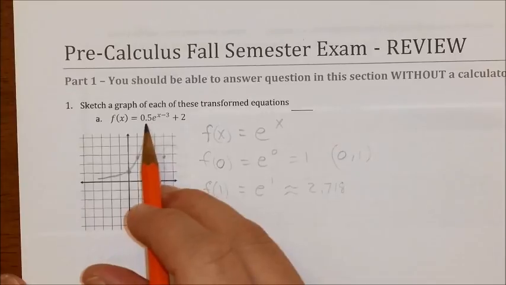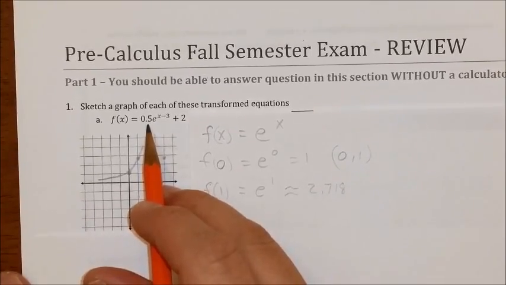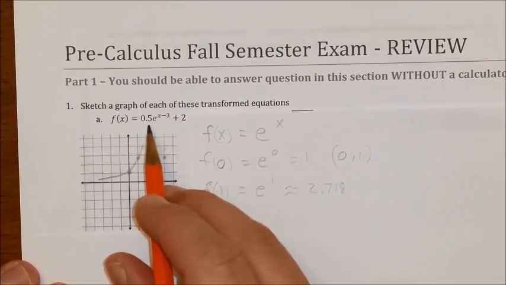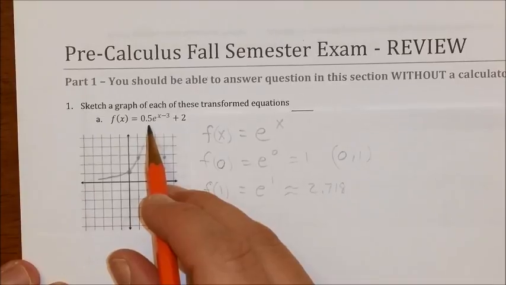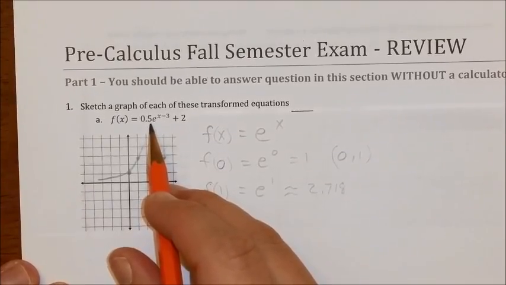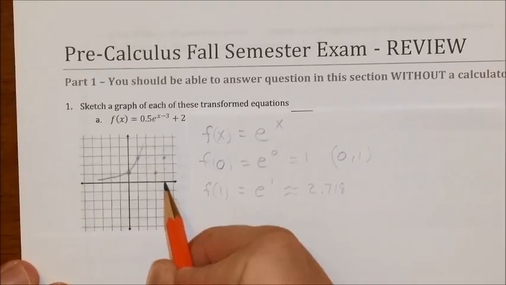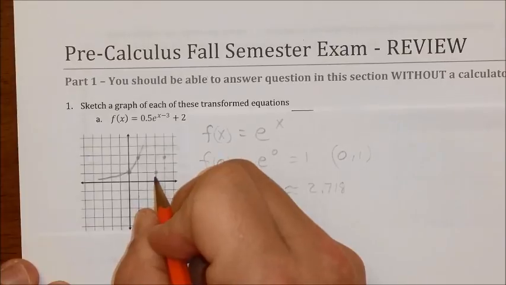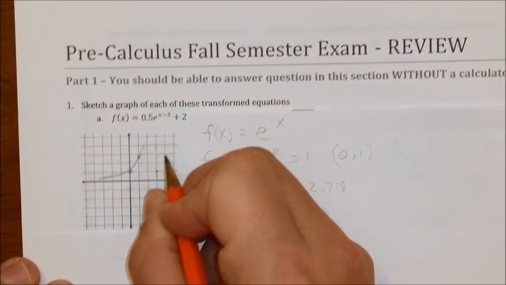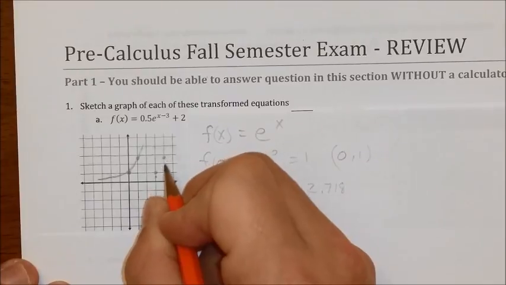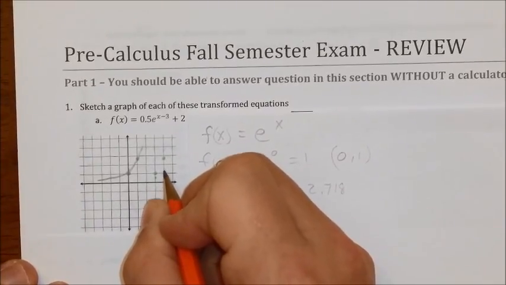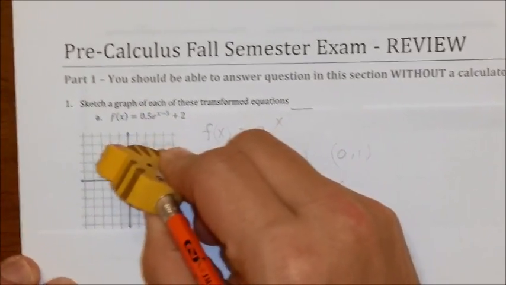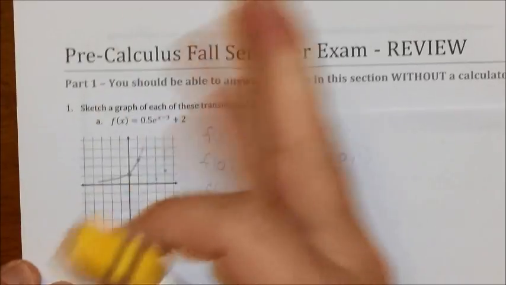From there, this multiplying by 0.5 before we add 2, following the order of operations, tells us it's going to be a vertical compression by a factor of 0.5. So all these values should be compressed towards the x-axis. So this 1 is going to become a 0.5. And this 2.718 should be about a 1.3, somewhere around here. So I'm going to get rid of those other values that we translated to the right. So we're just left with these two.